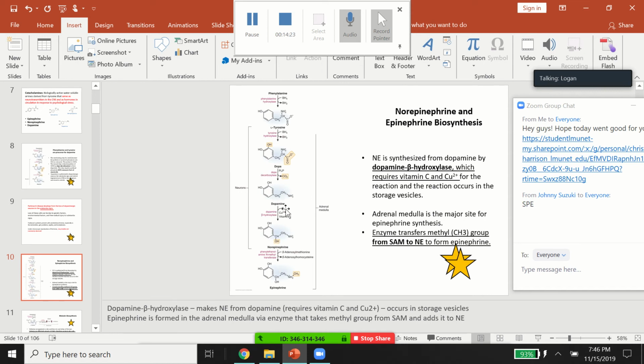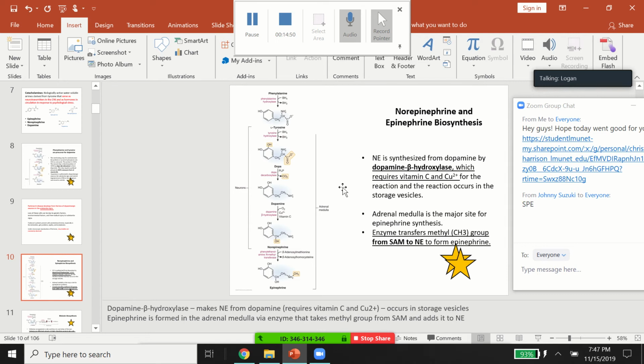So dopamine via dopamine beta hydroxylase, which requires vitamin C and copper, which I don't think she really asked anything about vitamin C or copper for that, because she tends to like bold stuff that's more important a lot of the times, so I didn't really make much of it. I don't remember her asking much about vitamin C and copper needed in that. But anyway, so dopamine beta hydroxylase, using dopamine, converts it to norepinephrine.